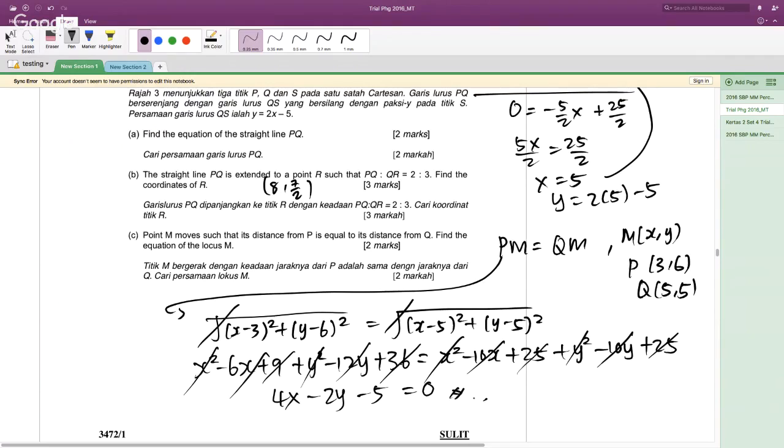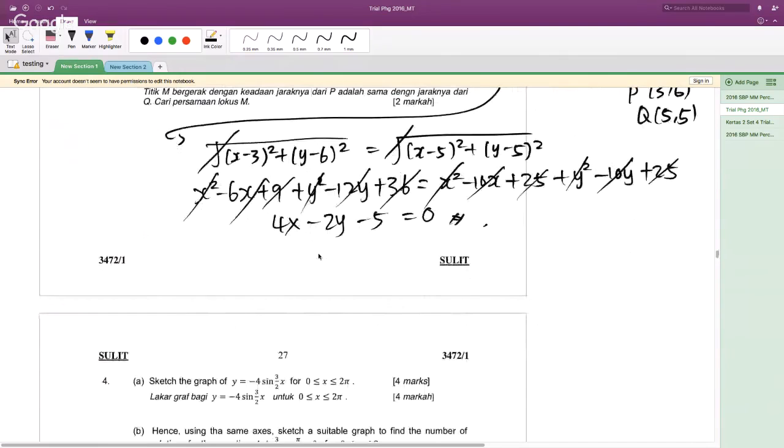Yeah, this should be the equation of the locus for M: 4x minus 2y minus 5 equals 0. So yeah, just like this. It's very easy. Whenever you see locus, just use the distance formula. Remember, whenever you see locus, just use the distance formula.